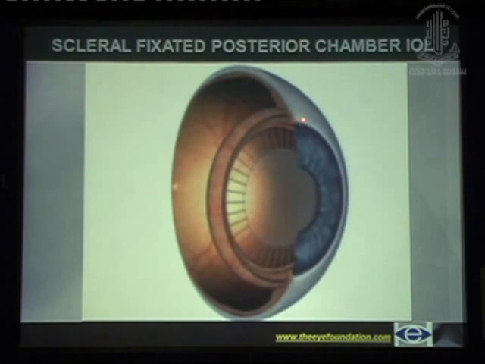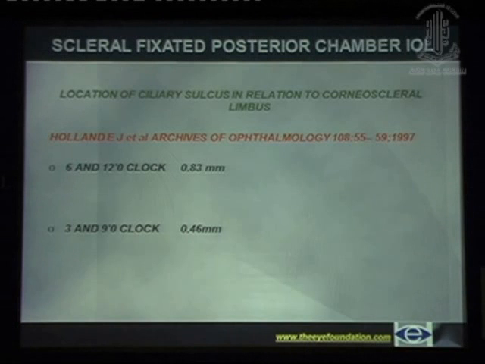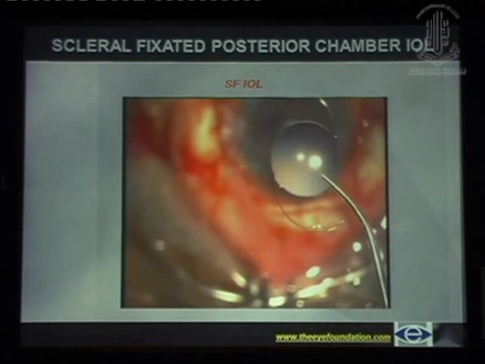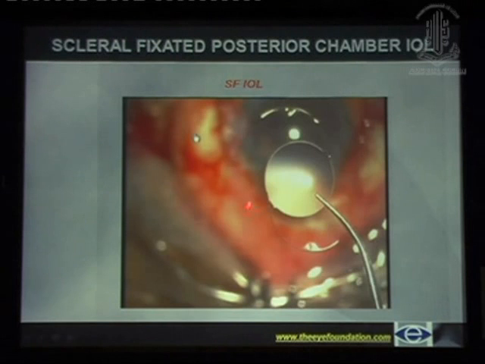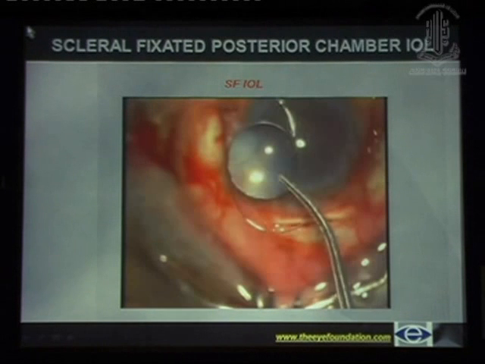This animation shows the location of the ciliary sulcus, which is behind the iris, and you can see the distance from the corneoscleral limbus to the ciliary sulcus. One should know the exact location of the ciliary sulcus before practicing this procedure. And there was one more study, done by Holland and Edward, which showed that the ciliary sulcus is 0.8 millimeters away from the corneoscleral limbus in the vertical axis, and only 0.46 millimeters away from the limbus in the horizontal axis.